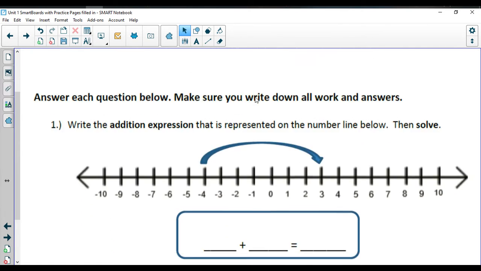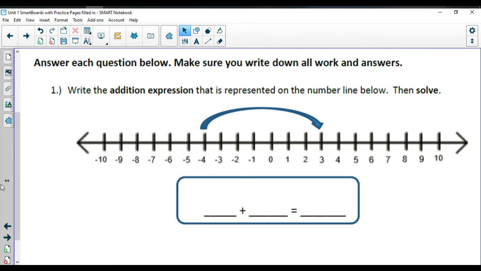First one, answer each question below. Make sure you write down all work and answers. I'm going to have you pop onto ClassKick. Go ahead, take a look at question number 1 and fill in what your addition expression is, and then go ahead and solve it with an answer and come back here.